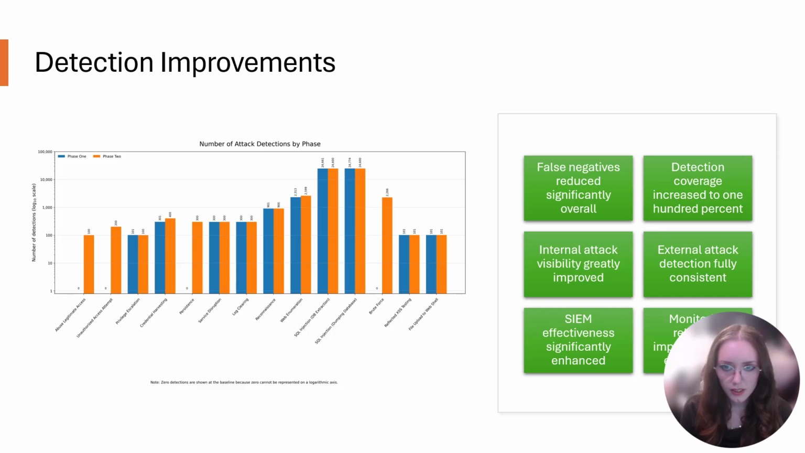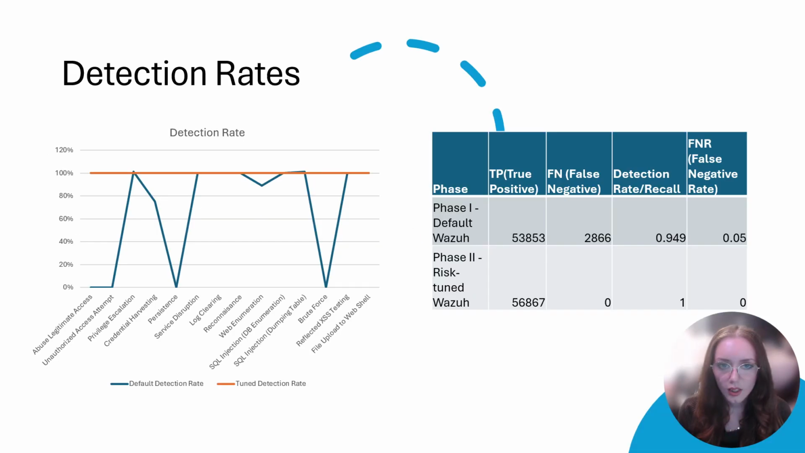This chart highlights the improvement in detection coverage. Several attacks that produced 0 detections in phase 1 were fully detected after tuning. Notably, abuse of legitimate access, unauthorized access attempts, persistence activity, and brute force attacks all transitioned from no detection to complete detection coverage. Overall, visibility into both internal and external threats improved substantially, with detection coverage increasing to 100% across all simulated attack categories. This slide provides a more quantitative view of the results.